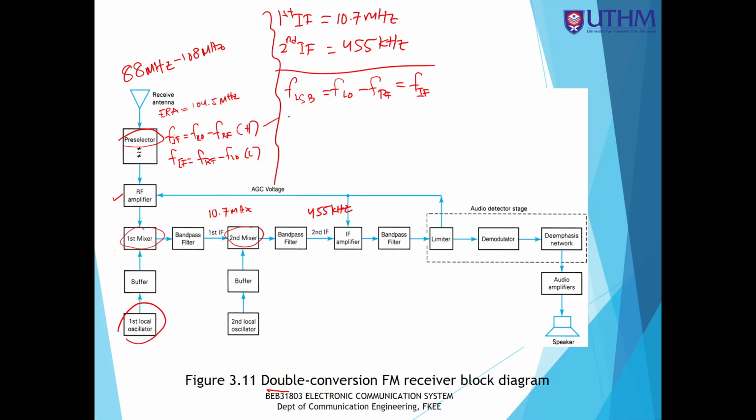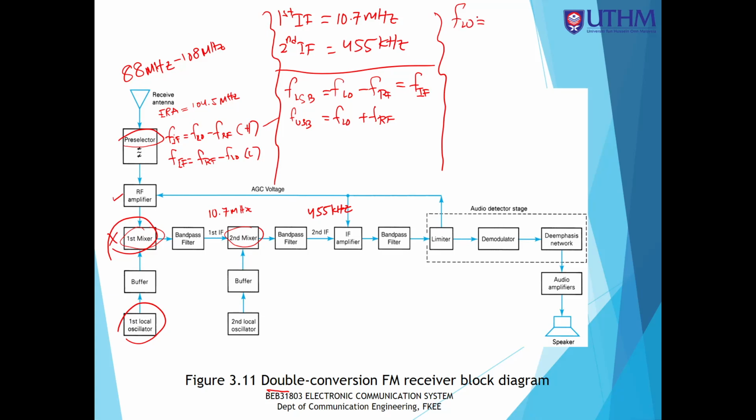And FUSB is equal to FLO plus FRF. This is the multiplication process in the first mixer. Remember, the mixer multiplies, so it produces upper and lower. So now the issue is, what is a suitable FLO?